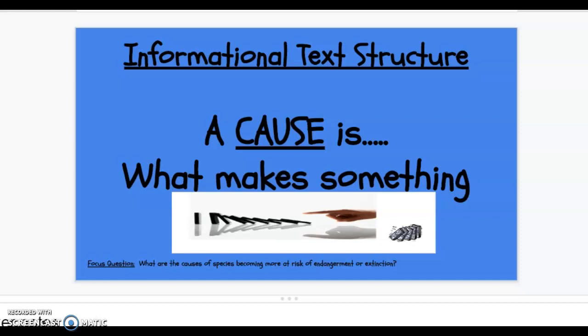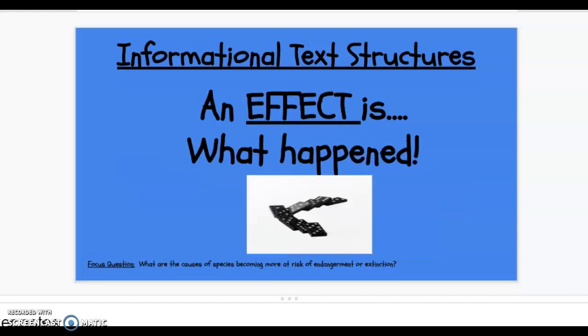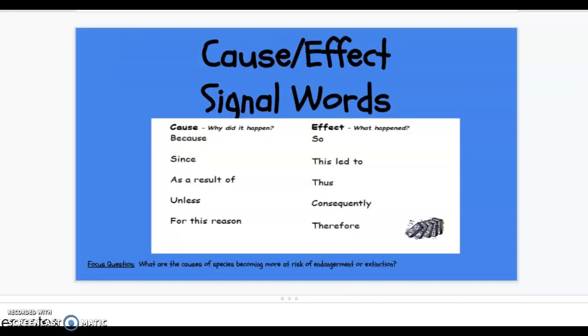A cause is what makes something happen. Okay, so that's what cause means. And the effect is what happened. Here are some signal words to look out for when you're reading the passage to figure out causes and effects. So when you think of cause, you think, why did it happen? And when you think of effect, you think of what happened.